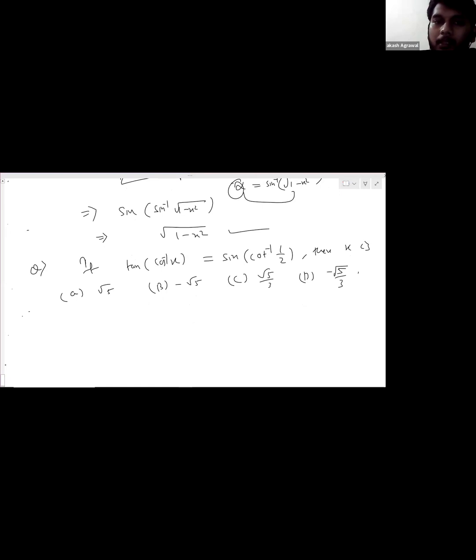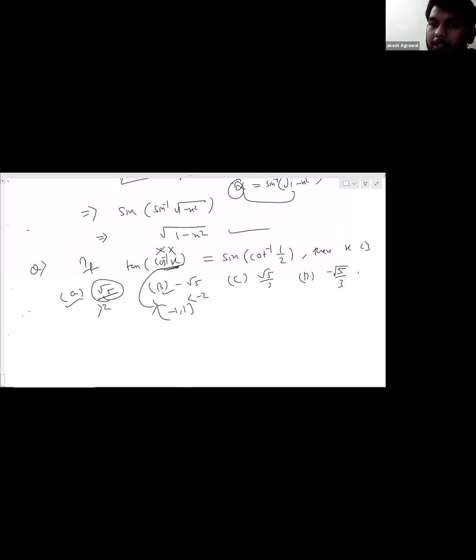How? See, root 5 is more than 2, right? Same with minus root 5, this is less than minus 2. What is the domain of cos inverse? Minus 1 to 1. So if I put root 5 here, it will break, right? So A and B are incorrect.